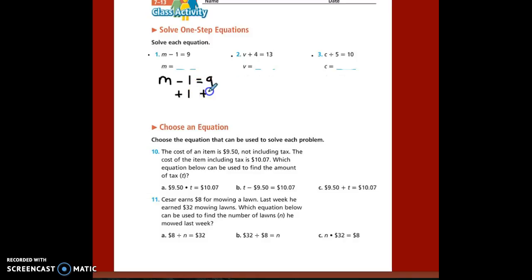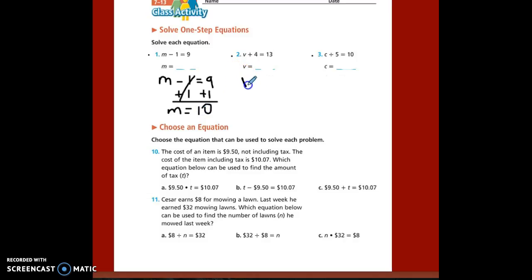And when I do this, what happens is a minus 1 plus a 1, basically they just cancel out. So I end up with m equals 9 plus 1, which is 10. All right, let's try another one.